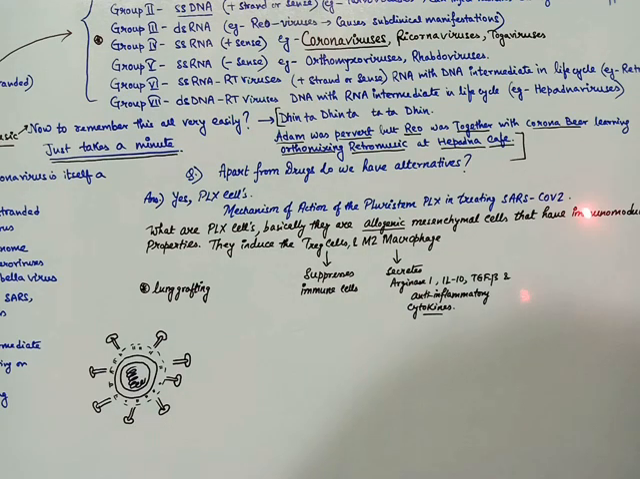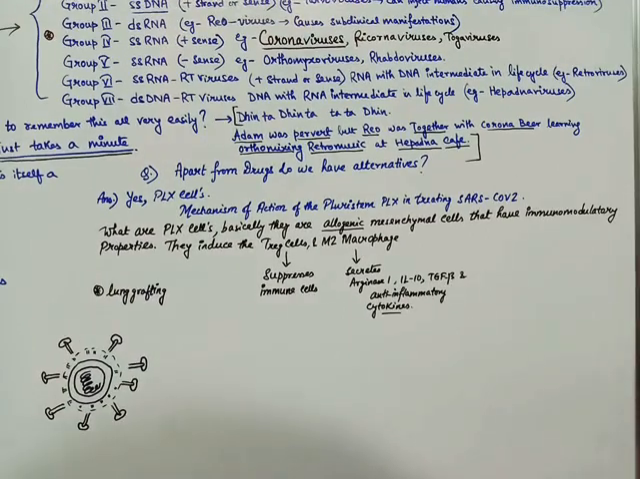Now, what does this term immunomodulatory mean? Immunomodulatory means that whenever you are trying to suppress the immune system, or rather you are trying to tell your immune system that it is not the actual threat. So basically it's modulating the immunity, it's controlling your immunity, it's regulating your immunity. So these are immunomodulatory properties.